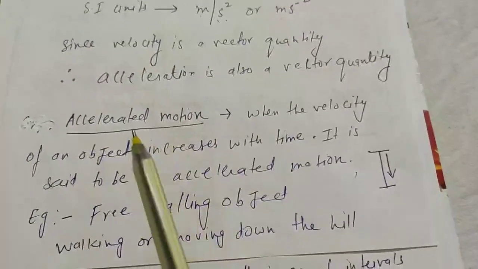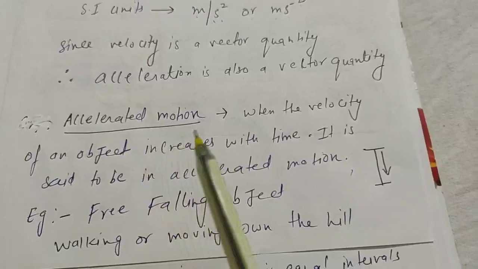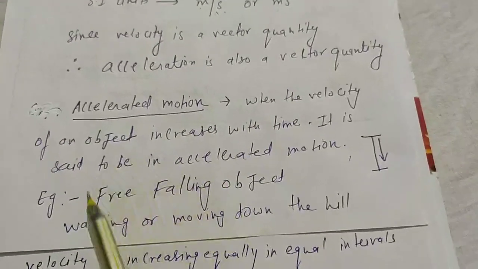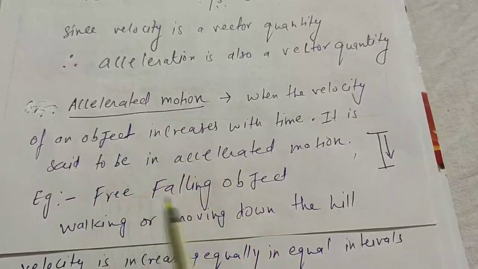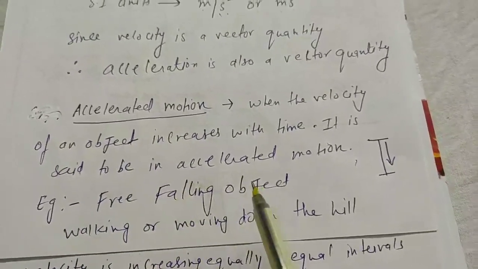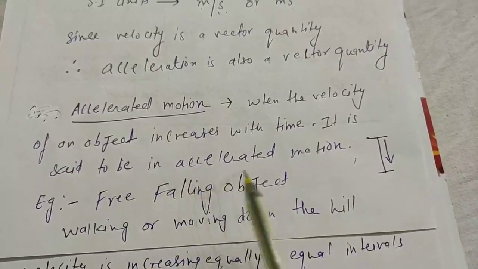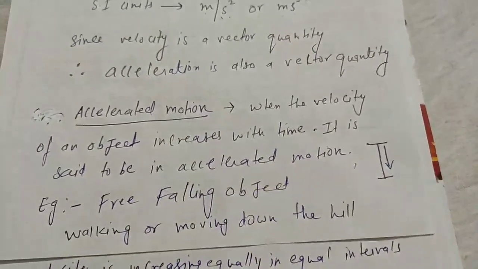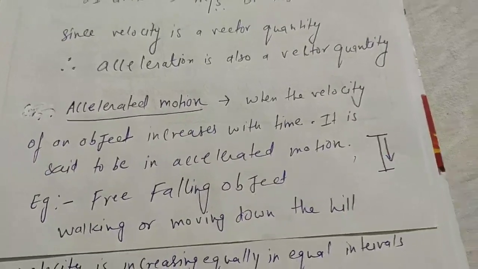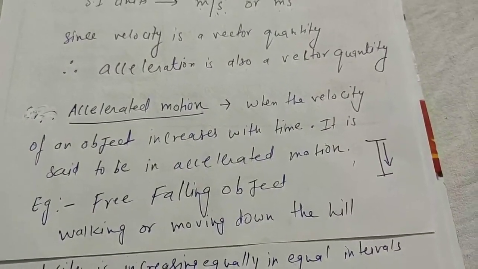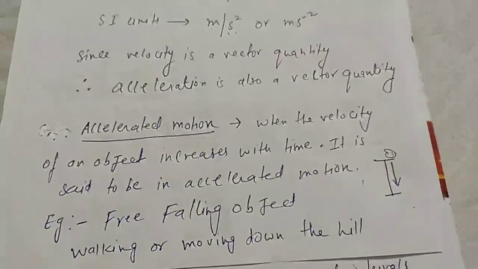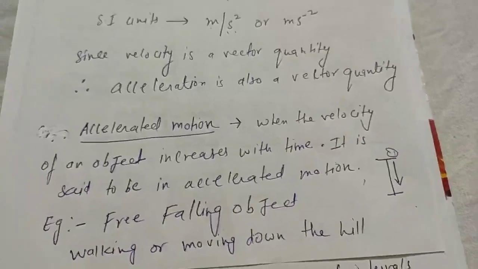So first we discuss the accelerated motion. When an object's speed increases with time, that is accelerated motion, like a free falling object. This is a very important term, because we're going to discuss it in detail in the chapter on gravitation. Free falling object means objects that fall freely under the effect of gravity. When we drop an object from a particular height, it comes down, and you see that its velocity always increases.